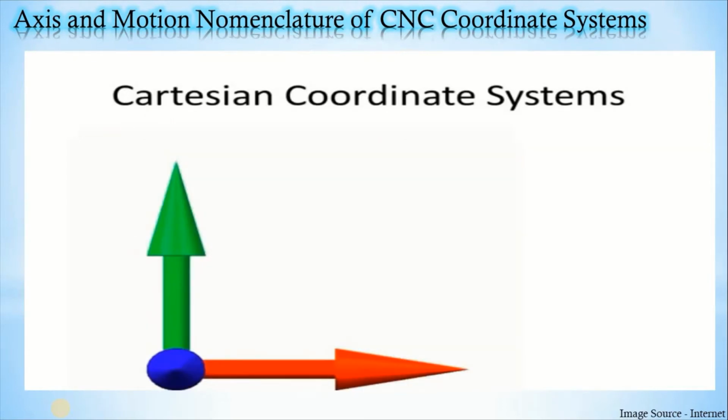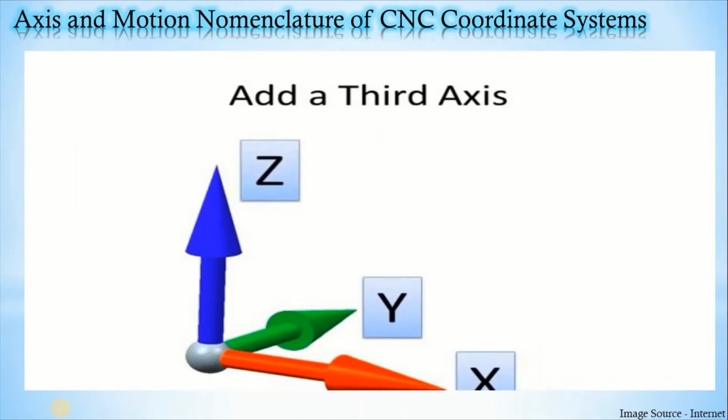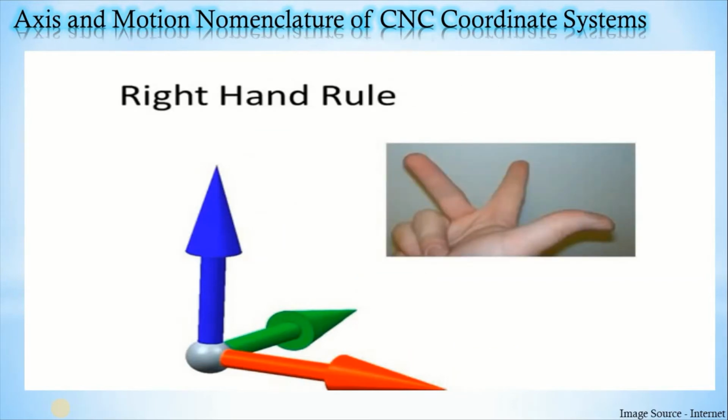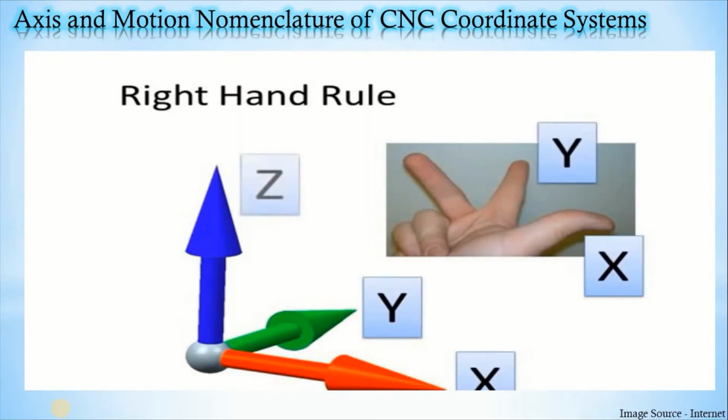In which we are using the Cartesian coordinate system. In CNC we have to add a third axis because we are doing machining in 3 dimensions. So we have to add the third axis, that is the z axis. If we arrange these axes as the thumb, index finger and middle finger of the right hand, it is called the right hand thumb rule. By this rule we get the thumb as the x axis, index finger as the y axis and middle finger as the z axis.